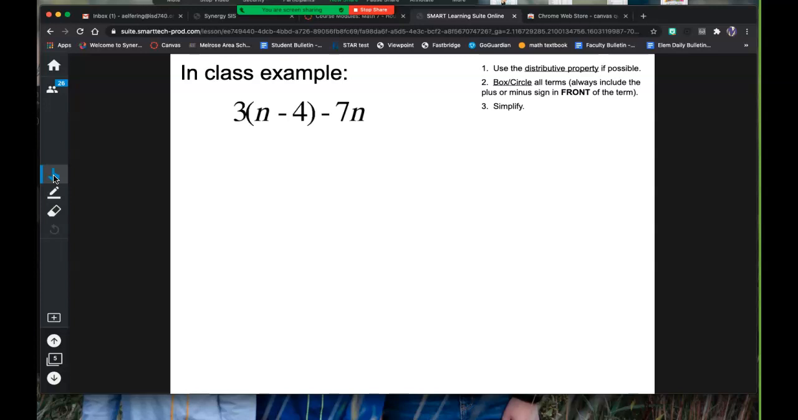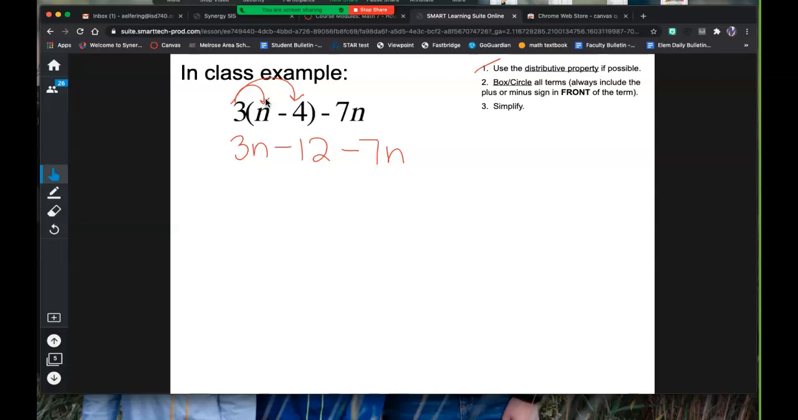Okay, this one looks a little bit different because there's grouping symbols. So that tells me I can't skip step 1. I have to do what's there. I have to do the distributive property first. So 3 goes with the n to give me 3n. Then, because there's a minus sign here, I put minus. The 3 goes with the 4 to give me 12, because 3 times 4 is 12. And then minus 7n. So I've completed step 1. I've used the distributive property.